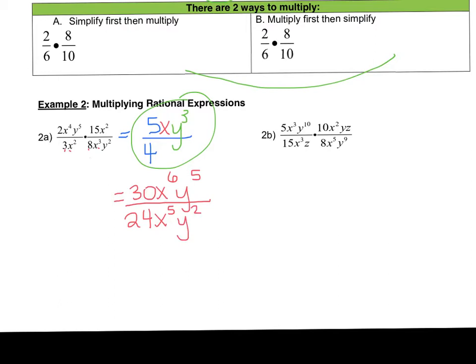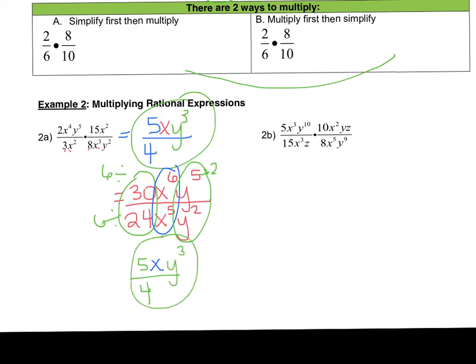Now I'm going to go through and reduce. What can I divide 30 and 24 both by? I can divide them both by 6. So I'll have 5 on top and 4 on bottom. What happens to these x's? 6 on top and 5 on the bottom. I'm left with 1 on top. And what happens with these y's? 5 on top, 2 on bottom. 5 minus 2 is 3. So you can see I ended up with the exact same answer.